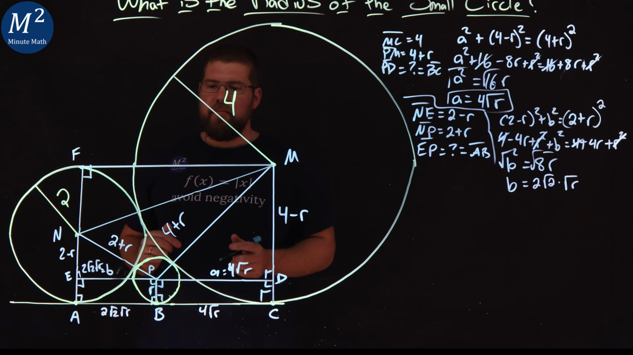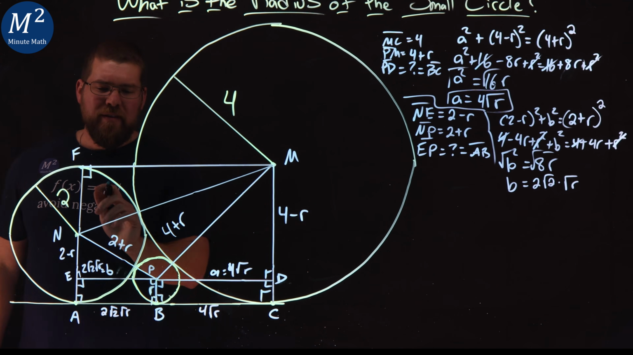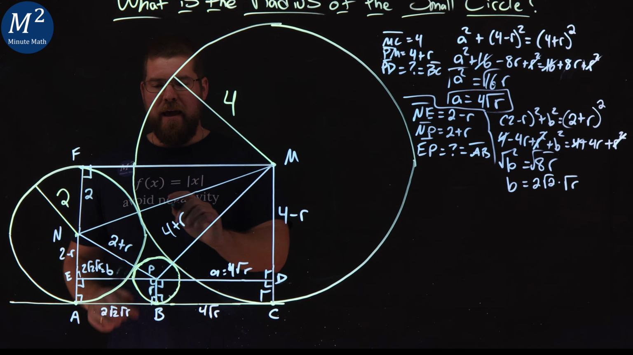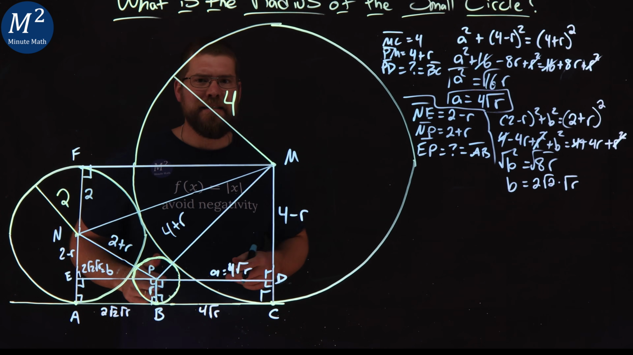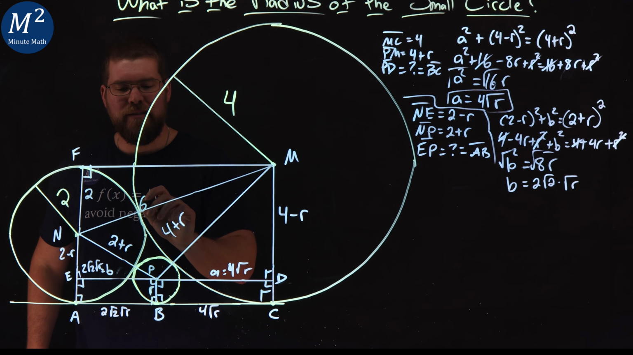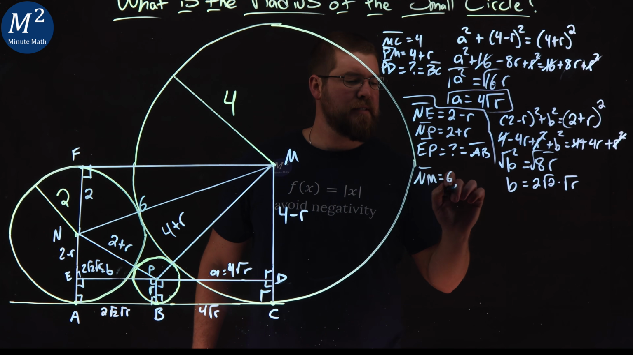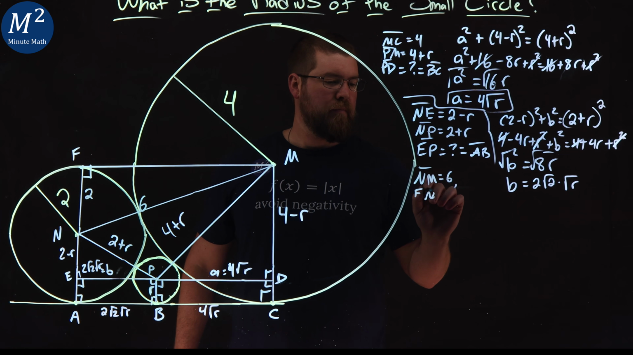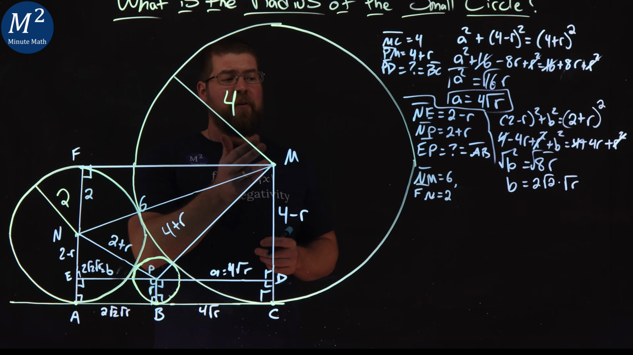All right, we got a right triangle here. What are the values? What do we know? Well, this has a radius of 2. We got that. We don't know the length of NM. Oh, we do. How do we know that? That's 2 and 4 together gives me good old 6. So we have NM is equal to 6. We have FN is equal to 2.